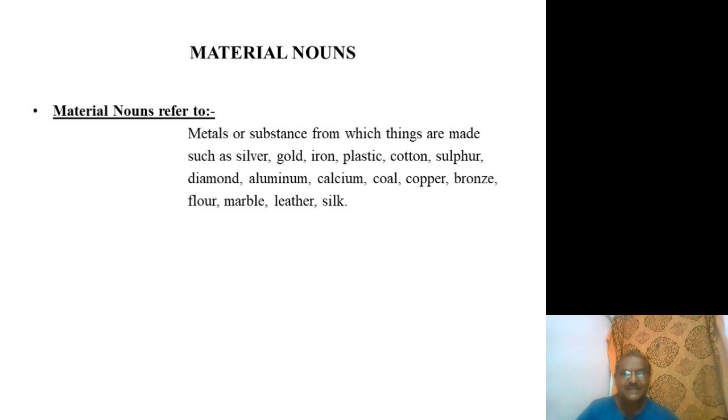Substance includes chemicals, leather, silk, aluminum, coal, sulfur. People may say that sulfur is not a metal, but it's a substance. It's a chemical. So whenever you want to mention chemicals, whenever you want to mention these substances, you should feel that you are mentioning material nouns.